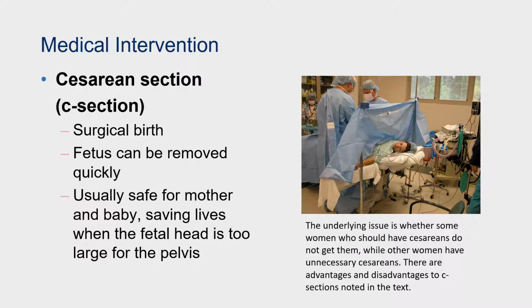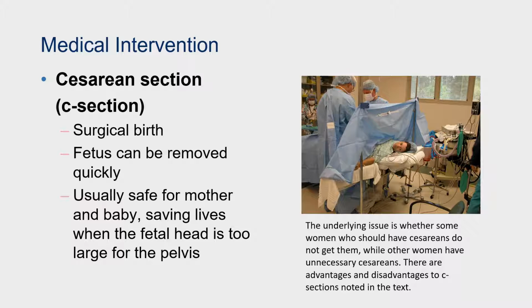When a normal, uncomplicated birth is not possible, there's a need for medical intervention. A C-section may be performed. This is a surgical birth, and the fetus can be removed quickly. It's usually safe for mothers and babies, saving lives when the fetal head is too large for the pelvis. When a fetus is in distress, or when the fetus is in an irregular position, a physician may decide to remove it through a C-section.